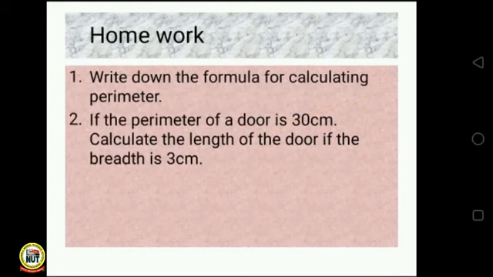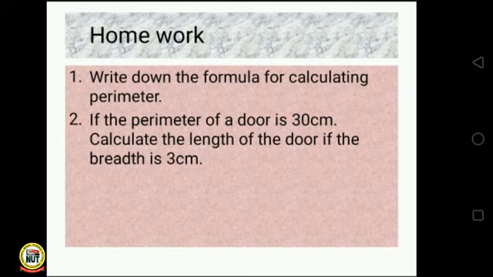Now, homework. 1. Write down the formula for calculating the perimeter of a rectangle. 2. If the perimeter of a door is 30 centimeter, calculate the length of the door if the breadth is 3 centimeter.